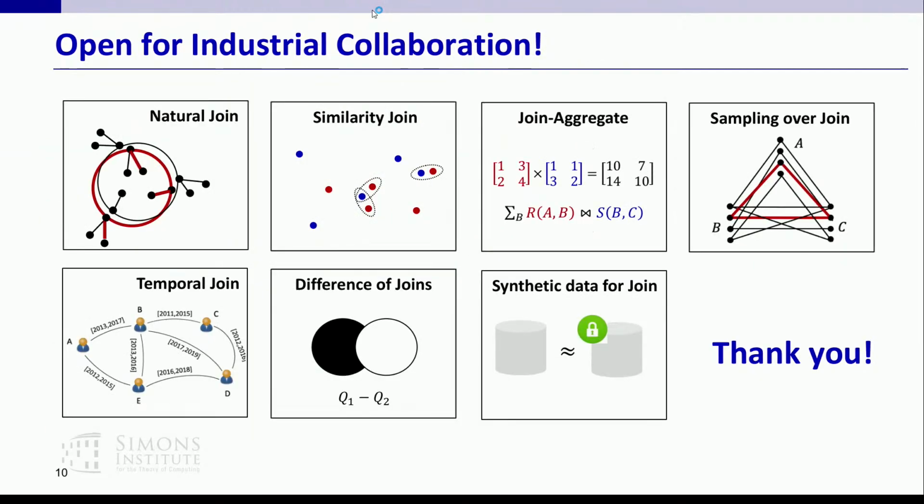So beyond the natural join, there are many interesting join-related problems I have worked on. For example, the similarity join, join aggregate queries, sampling over join, temporal join, difference of join queries, and generating synthetic datasets for join queries. If you catch any interesting keyword, feel free to talk to me.